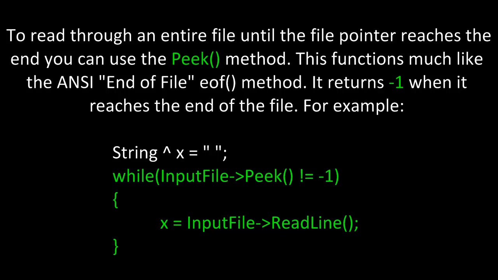To read through an entire file until the file pointer reaches the end, you can use the peek method. This functions much like the ANSI end of file or EOF method. It returns -1 when it reaches the end of the file. For example, if we have a string, a managed object called x, we would put it inside of a while true loop, and we would call the method readline until peek returns the value -1, indicating the end of the file. That would be the sentinel value.